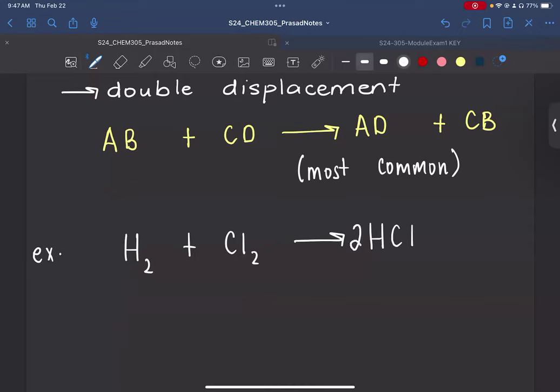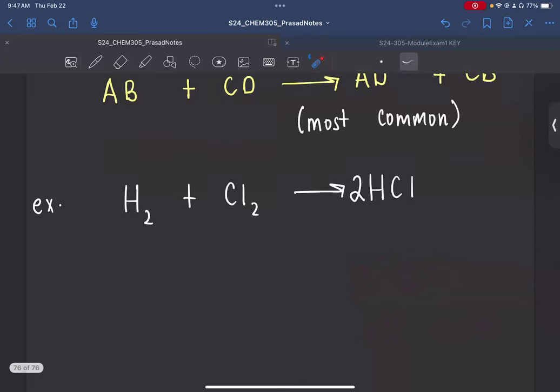If we put a 2 in front of the HCl, however, it makes it clear that there's actually two of these in total. Therefore, there are two hydrogens and two chlorines. This is what's known as a balanced reaction. A balanced reaction includes numbers that keep atoms, elements, compounds, whatever, consistent.